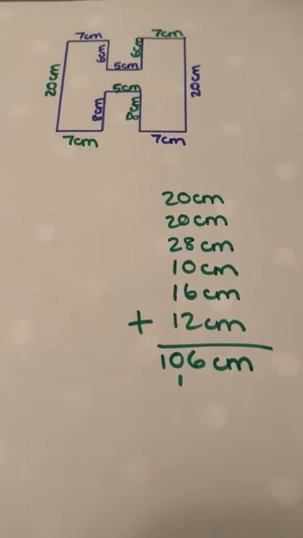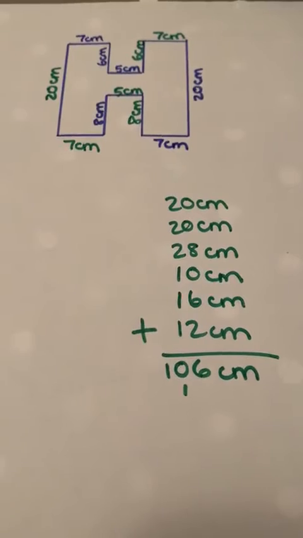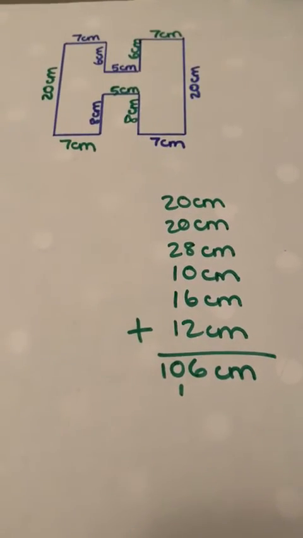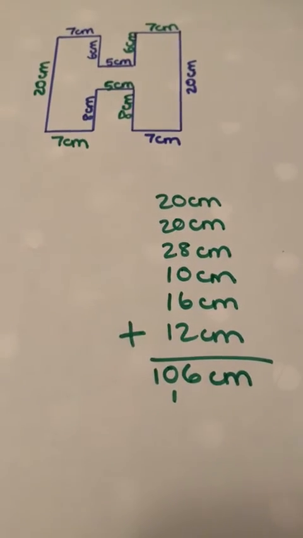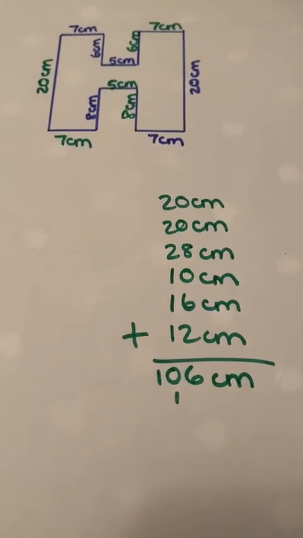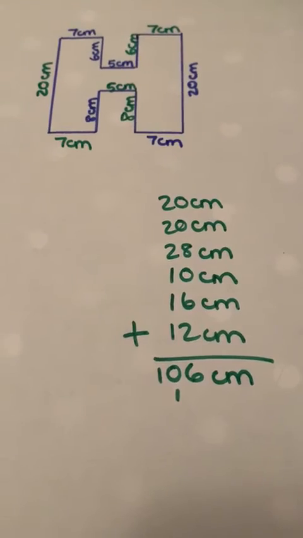How about you go around your house and work out the perimeter of some other shapes? You may need a metre stick or a tape measure in order to be able to do this. What's the perimeter of your garden? Or what's the perimeter of your bedroom? I'd love to know.